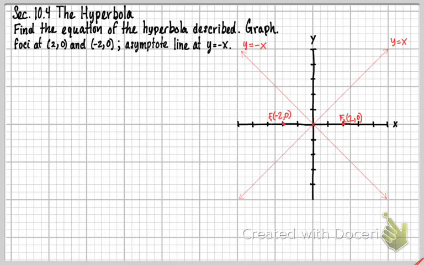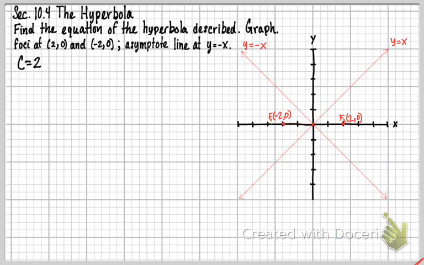Okay, so once I graph everything that I can so far, I realize that this is going to be a horizontal hyperbola, which means it's going to run this way and this way. But before I do all that, I'm going to figure out what the rest of my values are. So our c, which runs from the center out to one of the foci, is going to be 2. So c equals 2.